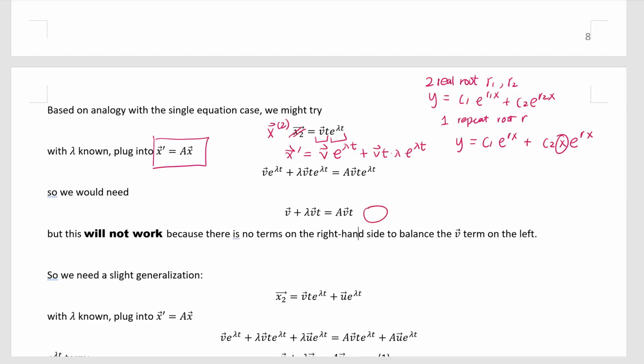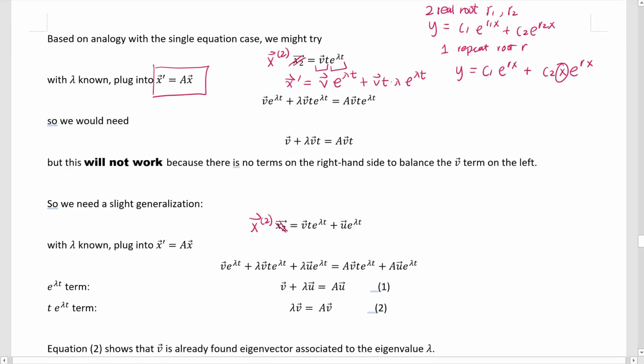It's okay. We just need a constant term here. So what will make this constant term? Remember your setup for x2. We have vt e to the lambda t, but we just add a lower order term. So instead of just a single term of this, we need to add a lower term, u e to the lambda t. We don't call it v again; let it be another vector, and let's call it u.